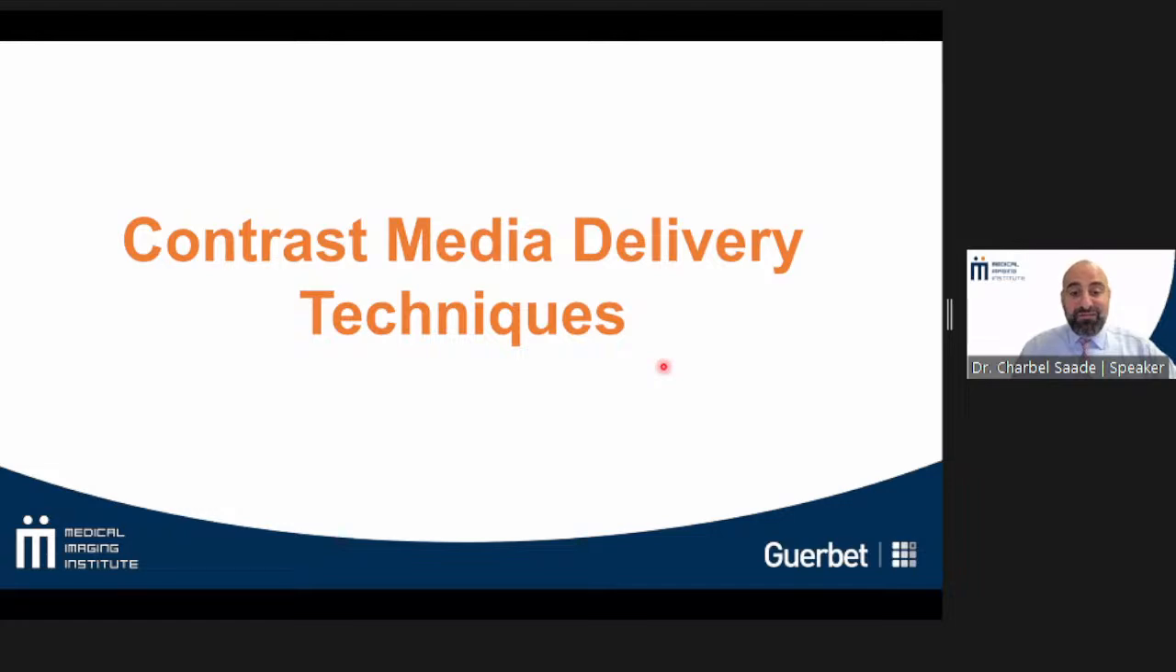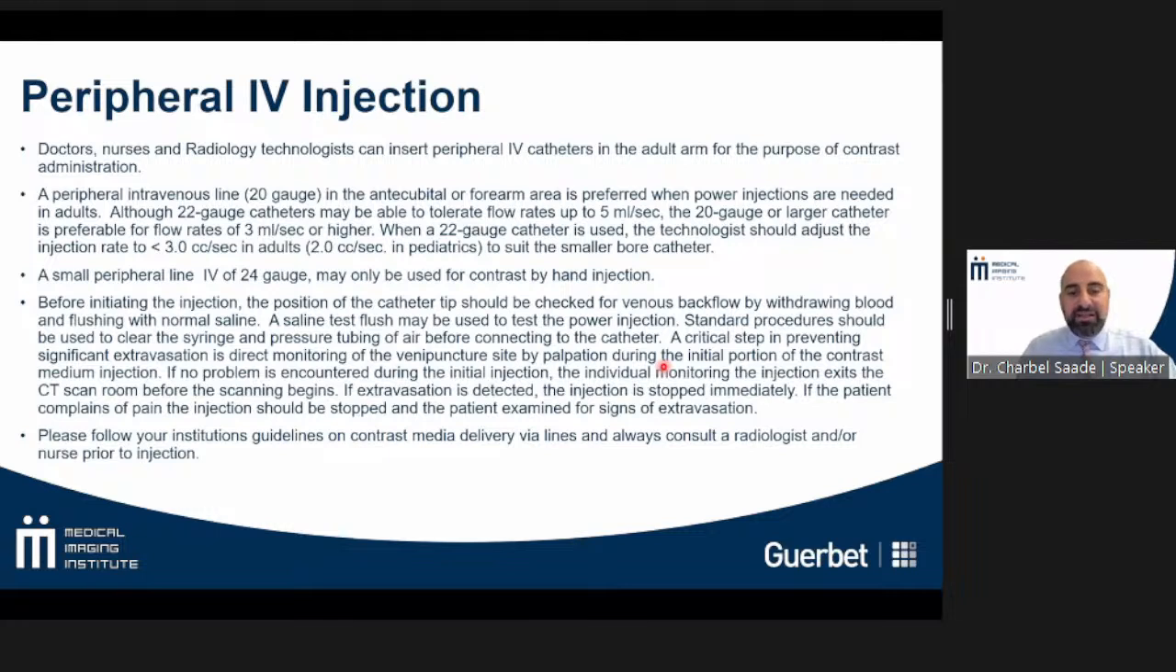So let's take a look at a few contrast media delivery techniques. Now we know doctors, nurses, technologists and radiographers can insert peripheral catheters if you are accredited by your institution. And normally for all CTA injections, it is always ideal to use the right cubital fossa because it's the closest to the heart, and always use a 20 gauge because you can go up to 5 mL/s. But again, please check your SMPC on even the catheters that are being inserted, because different types of gauges will have different pressures and allowable flow rates.